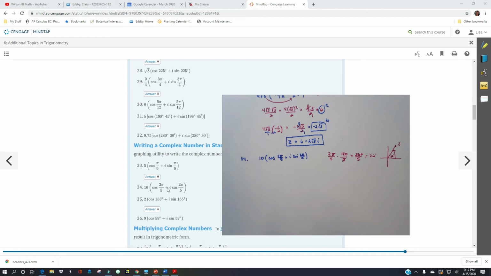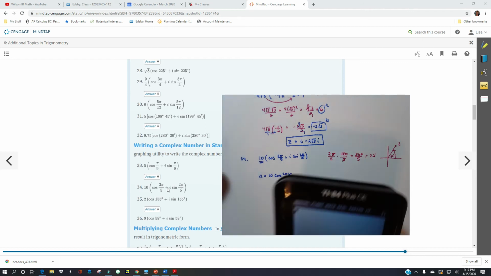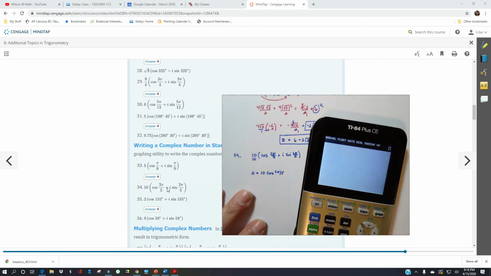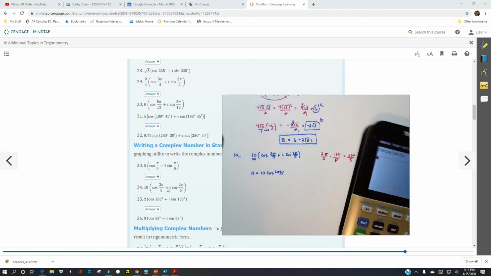So here's where the A and the B equals R cosine, R sine theta is going to come in. We know this is our R, right, 10. So we can say that A is equal to 10 cosine 2 pi over 5. And all you have to do is put that thing into your calculator. And since it's quadrant 1, you don't have to worry about subtracting or adding to pi or anything like that. I'm just going to do 10 cosine of 2 pi divided by 5. And I'm going to get 3.090.